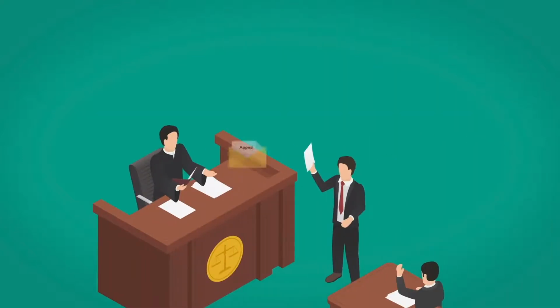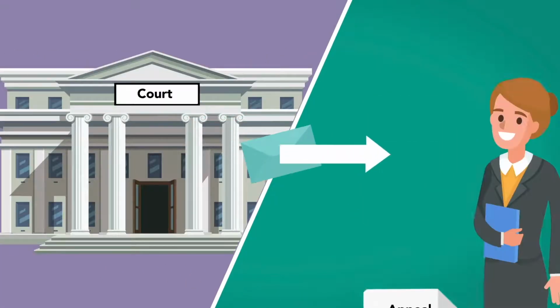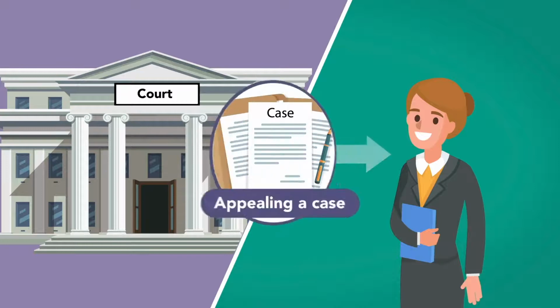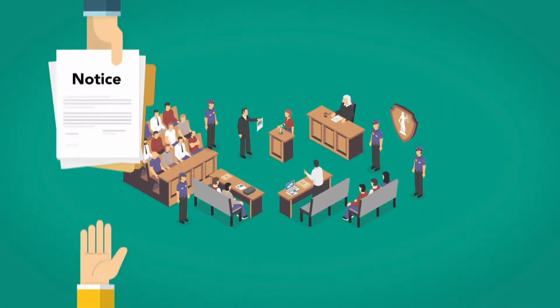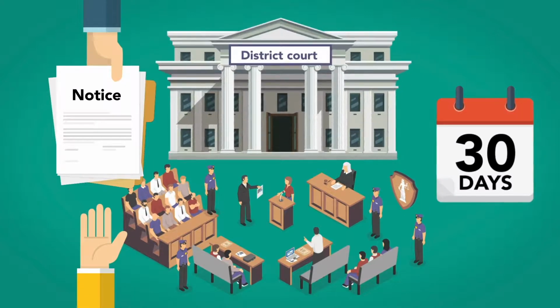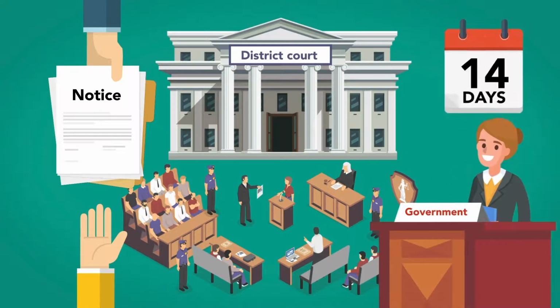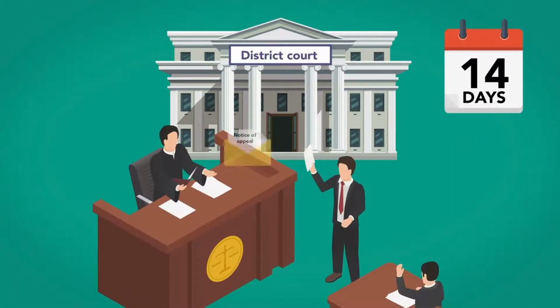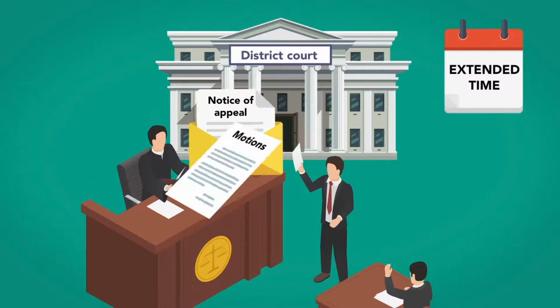In order to file an appeal, the appellant must first file a notice of appeal. This written notice is filed with the court and sent to the appellee, the other party. It is the initial step in appealing a case. For civil cases, this notice must be filed in district court within 30 days after the entry of judgment, or 60 days if the federal government is a party, or within 14 days after filing of a timely notice of appeal by any other party. This time may be extended by motion.